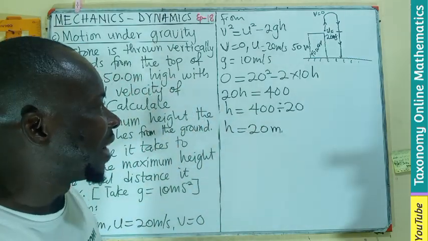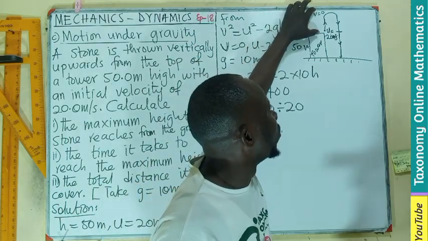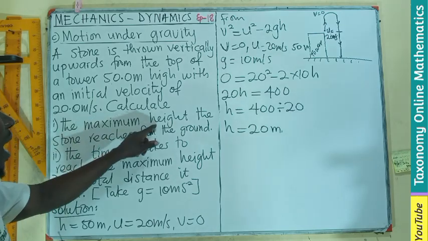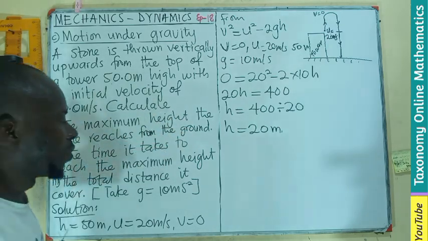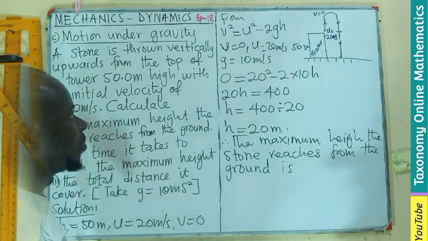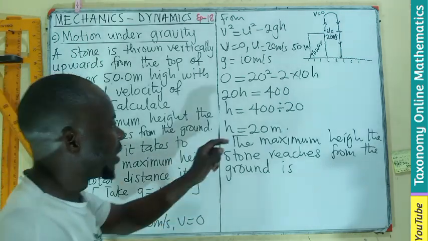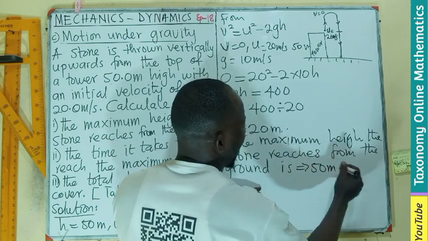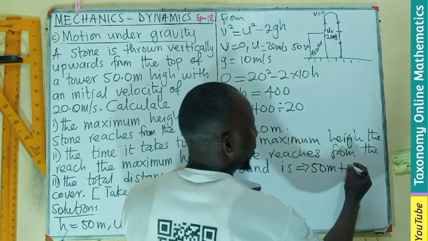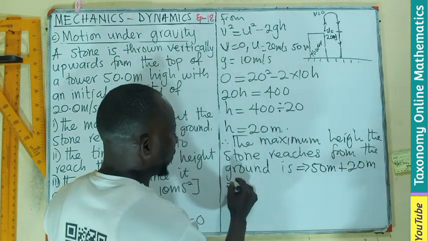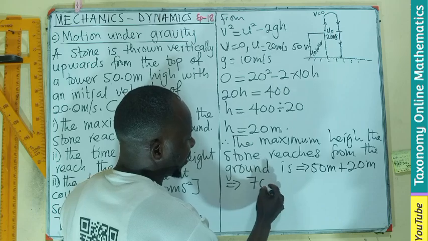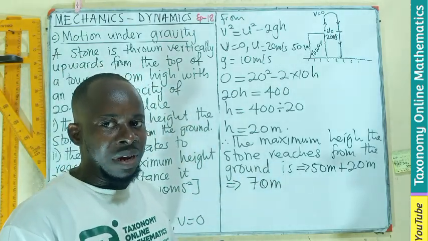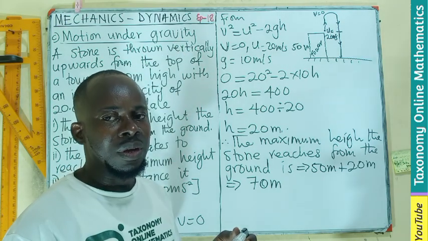Remember, this 20 meters is just the maximum height the stone is going to reach above the tower. But we are asked for the maximum height the stone reaches from the ground. Therefore, the maximum height from the ground is the height of the tower, 50 meters, plus the height it moved up, 20 meters, and that gives a total of 70 meters. So the distance the stone travels first, on top of the tower going up, is 20. When it falls down, it's going to be what?